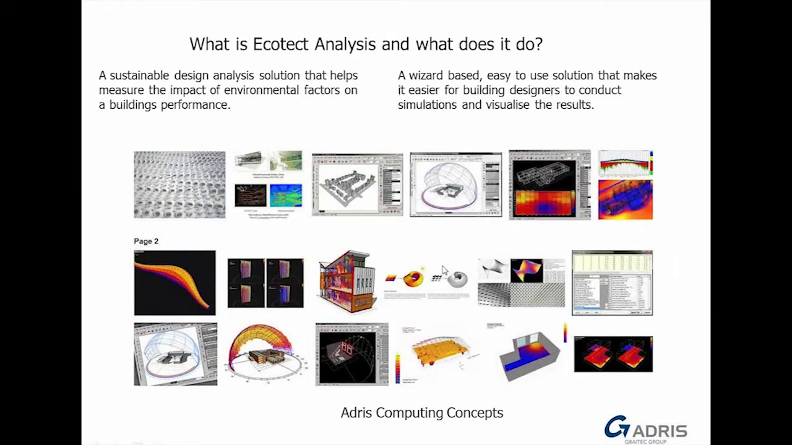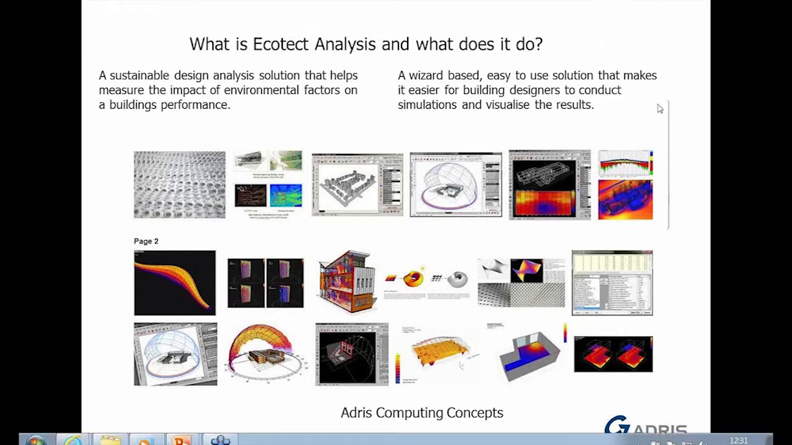What is Ecotect Analysis and what does it do? Ecotect is a sustainable design analysis solution that helps measure the impact of environmental factors on a building's performance. So basically what that means is it will allow you to run several tests, several analyses on the building you've created with your BIM solution, and then determine some results based upon the analysis that you perform. It's a wizard-based, easy-to-use solution that makes it easier for building designers to conduct simulations and visualize the results.